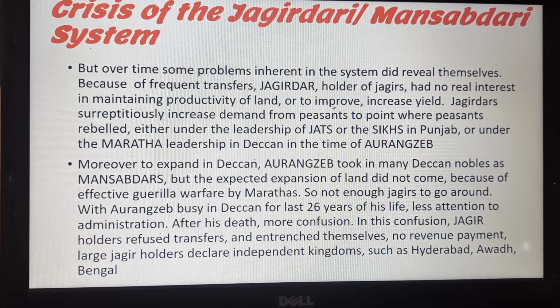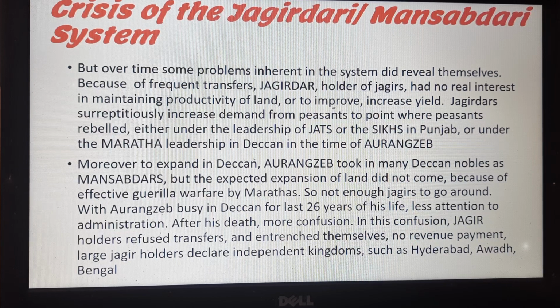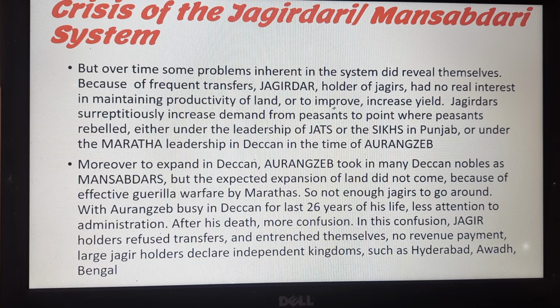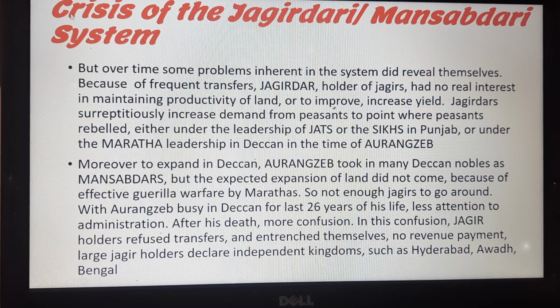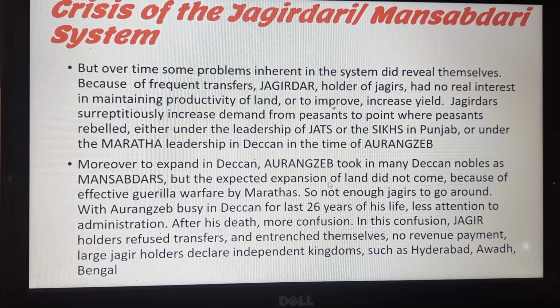Moreover, to expand in the Deccan, Aurangzeb took in many Deccan nobles as Mansabdars, but the expected expansion of land did not come because of the effective guerrilla warfare of Maharashtra. You know guerrilla warfare: hiding and attacking an enemy when they are not ready for war. With this war technique Shivaji was attacking the Mughals, and they were destroying their plans to come to the southern part.